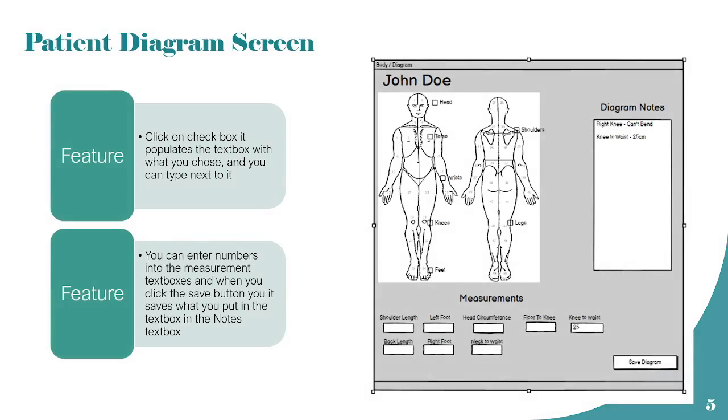This is my patient diagram. So when you check a checkbox, it saves what you checked, so that you know where you're going to be working. And there's also a text box to the right. You can add text within that, and it saves it, and also the measurements below. When you press the save diagram, it populates that text box with it.